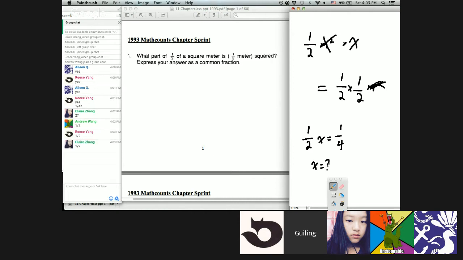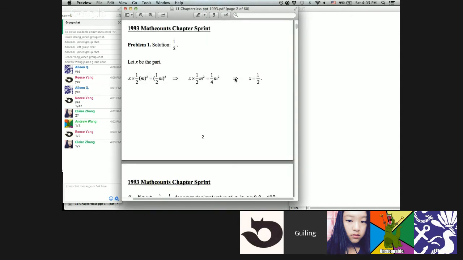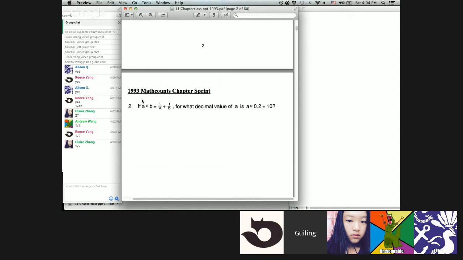So this one's, again, mainly the wording. So what part of 1/2 a square meter is equal to 1/2 meter squared? Oops. And then 1/2 meter squared is 1/2 times 1/2. Okay. Yeah, this explains it. So this is 1/2 meters squared, and this is x times 1/2 meter squared.